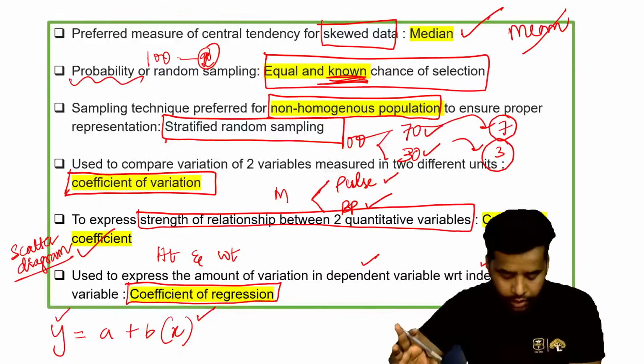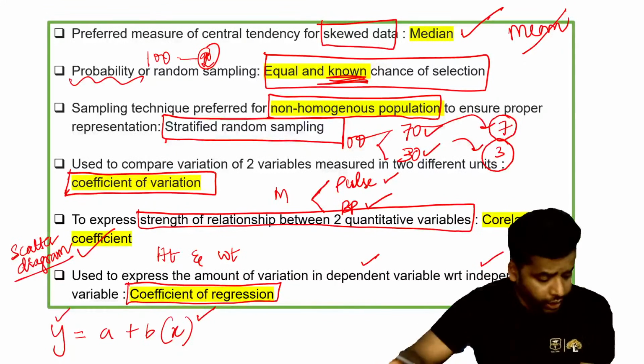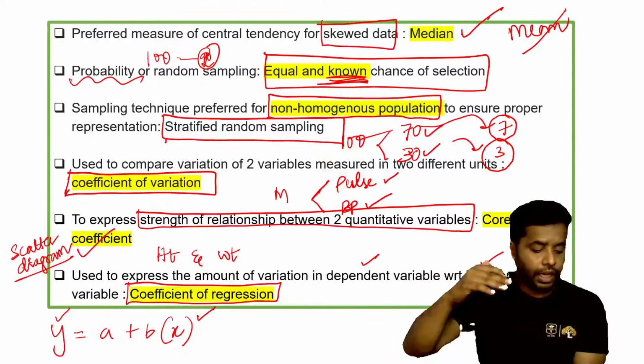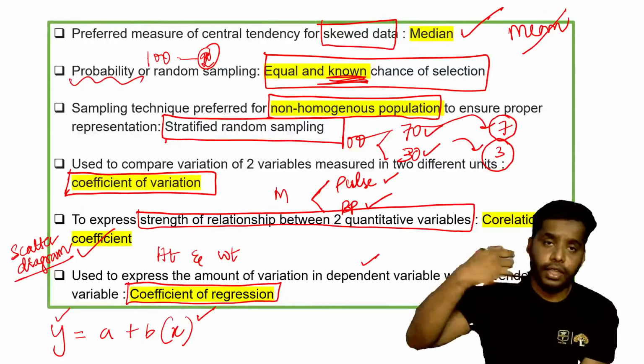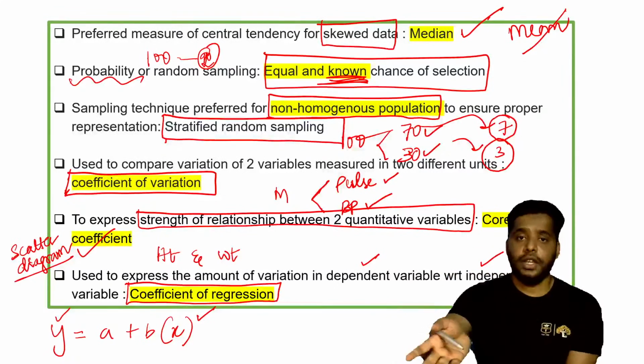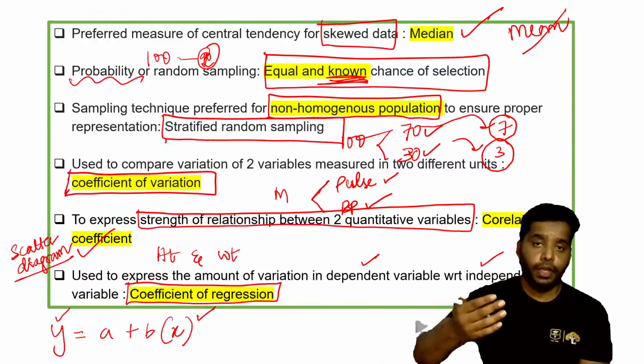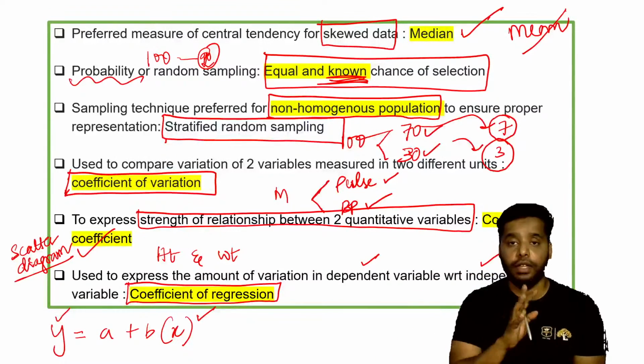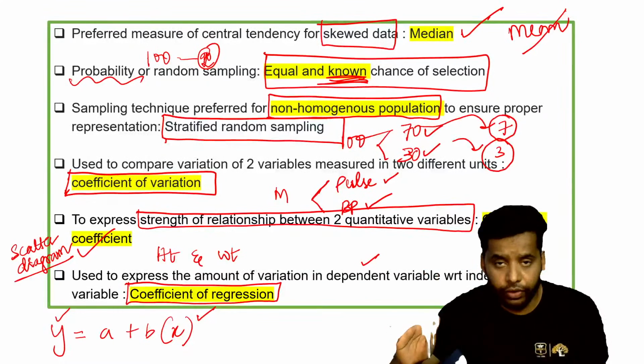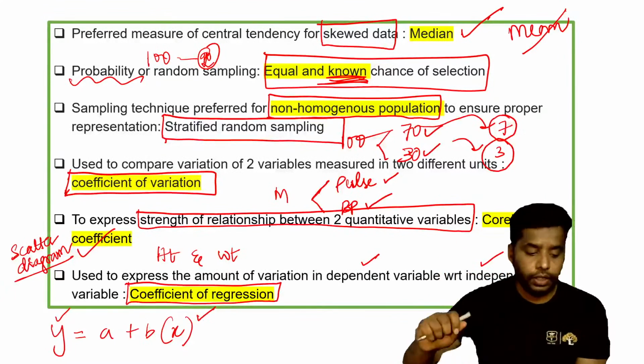Regression software will give the answer, and the answer is the coefficient of regression. If they ask a question in diabetic patients, if age is increased by 1 year, what is the impact on blood pressure? What is the amount of change in blood pressure with respect to age? That is given by the coefficient of regression. So don't confuse between the three coefficients.